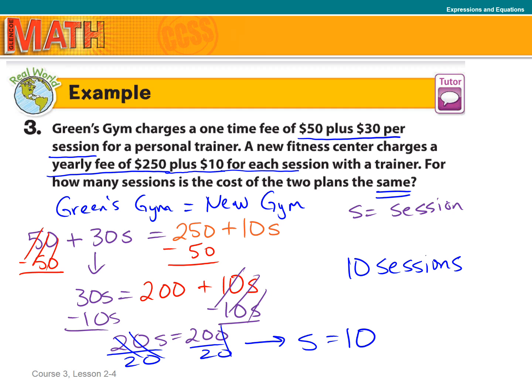I can check it. I can go back to the 50 plus 30 times s. Replace the s with 10. That's going to be 300. 300 plus 50 is 350. So this side will be 350. If I plug in the 10 over here on this s, 10 times 10 is 100. 100 plus 250, that's equal to 350. So I know that at 10 sessions, the cost of the two plans will be the same.